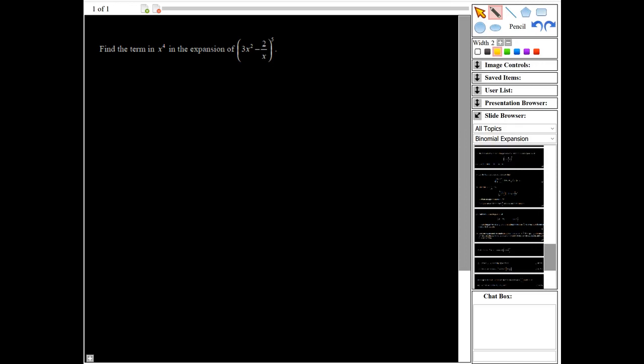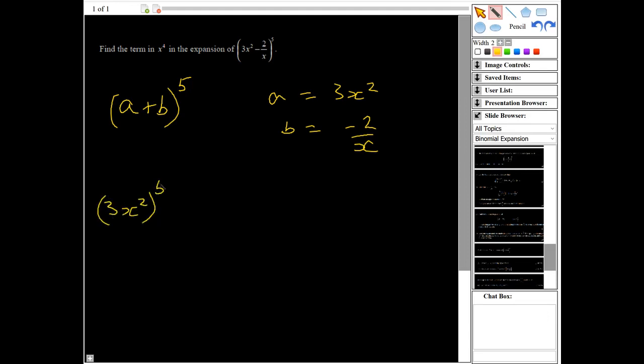We've got to be a little bit more careful because we've got 3x squared and then we've got minus 2 over x. So if I was to write it out in the form a plus b to the power of 5 like that, then my a would equal 3x squared and my b would equal minus 2 over x. So when I do my expansion, I'm going to start off with a to the power of 5. So I'm going to start off with 3x squared all to the power of 5.